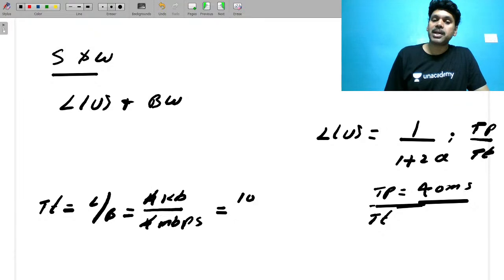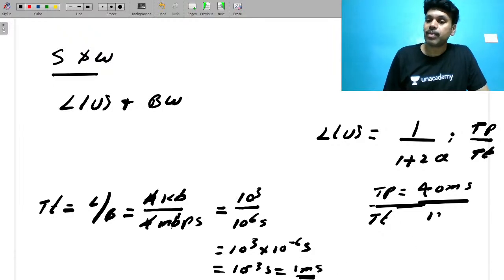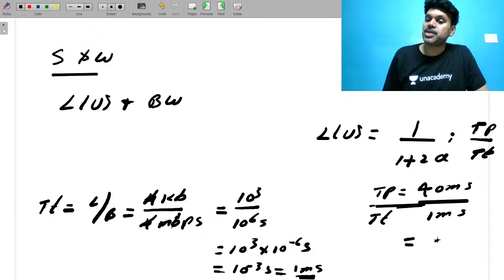4 KB divided by 4 Mbps. KB is nothing but 10 power 3. MB is nothing but 10 power 6. Bits cancel. So which is nothing but 10 power 3 into 10 power minus 6, which is 10 power minus 3, which is nothing but 1 ms. So you got 1 ms. So 40 ms divided by 1 ms, which is nothing but 40. This is your a.